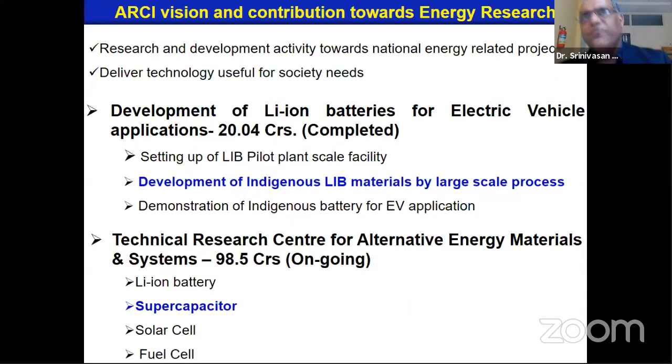And at ARCI, we have taken up two important energy related projects. One is the development of lithium ion battery for EV application, which costs about 20 crores. In 2011 we started this project, where we set up a pilot plant facility for battery fabrication, and we have also developed indigenous lithium ion battery material by a large scale process. Another major ongoing project is the Technical Research Center for Alternative Energy Material and System. The government of India has selected 5 institutes to set up Technical Research Centers. ARCI is one of the centers.